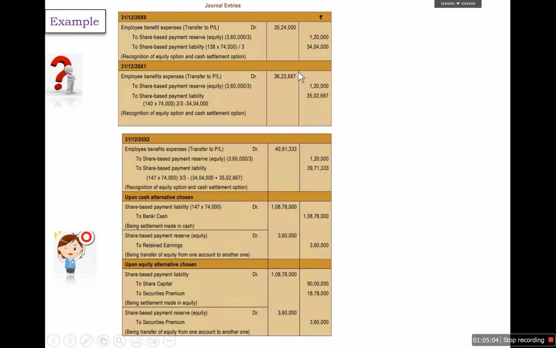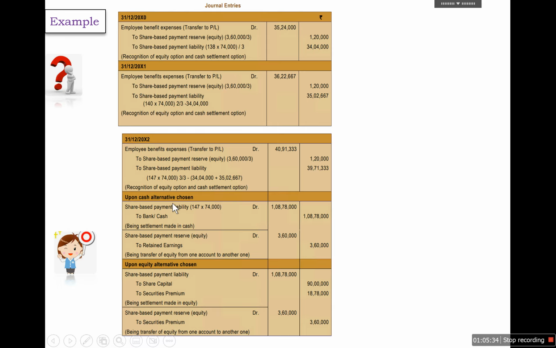Similarly, it will keep on changing 138, 147, and we will reduce the earlier amount that we have recognized. Here, when the amount was calculated by 140, the earlier amount we have reduced here. And similarly, here when the 147 based amount is calculated, we have reduced the 30 lakh 4,000, 35 lakh 2,000, both amounts to come on the figures.